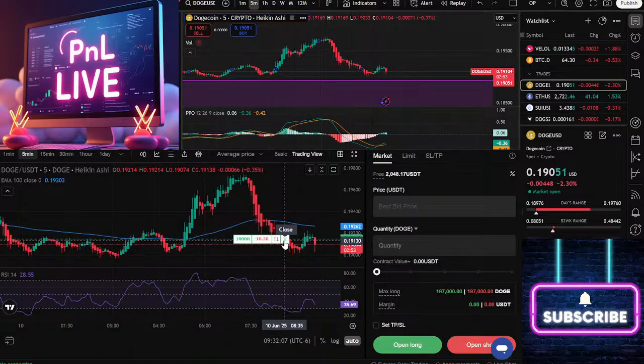Some people would have said maybe to wait and see if it was going to double tap after it had all those red candles. But I take the previous tests, every other time that it's tested that support, as my quote-unquote double tap.